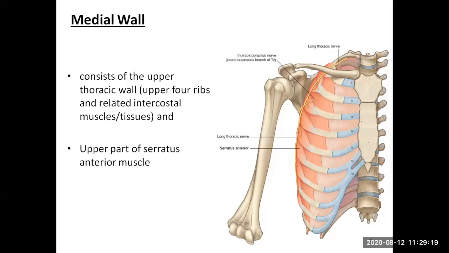Together, the four ribs and the soft tissues filling the intercostal spaces form the medial wall of the axilla, and the upper part of the serratus anterior muscle also. So this forms the medial wall of the axilla.